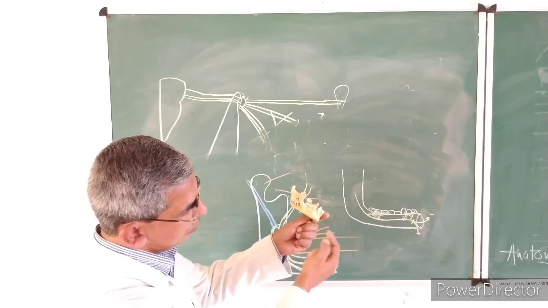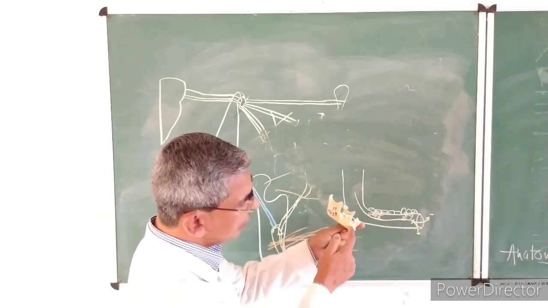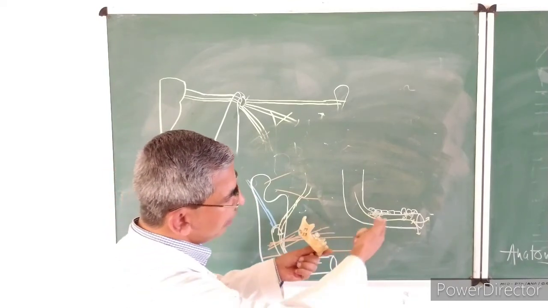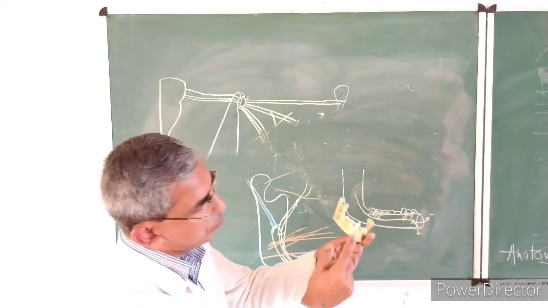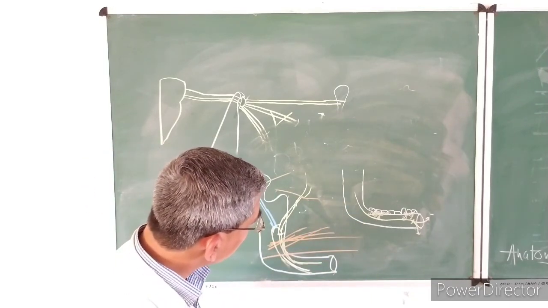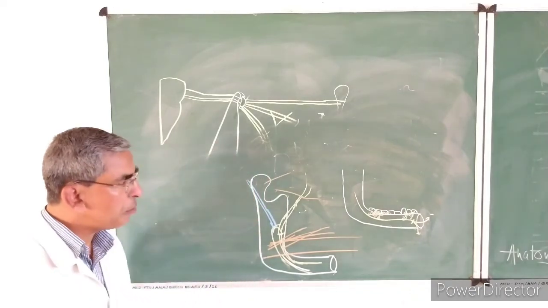The remaining part of the nerve is given the name mental nerve. This mental nerve comes out from the mental foramen and supplies the skin of the mental area and the chin area. So I think this is all about the inferior alveolar nerve. Now this is all about the mandibular nerve.